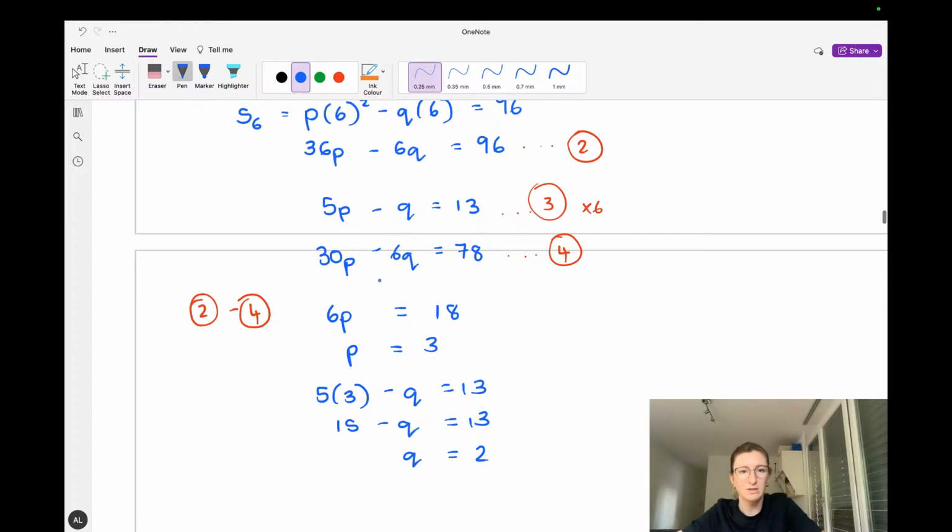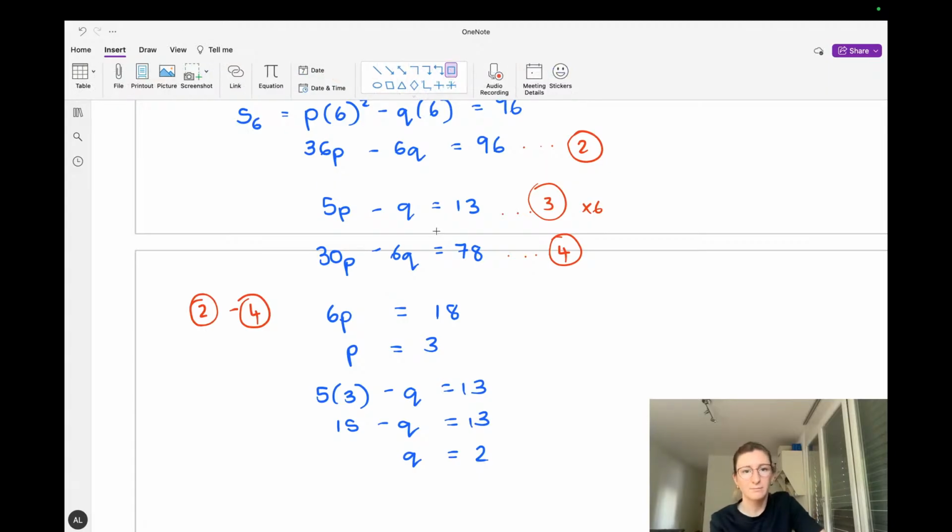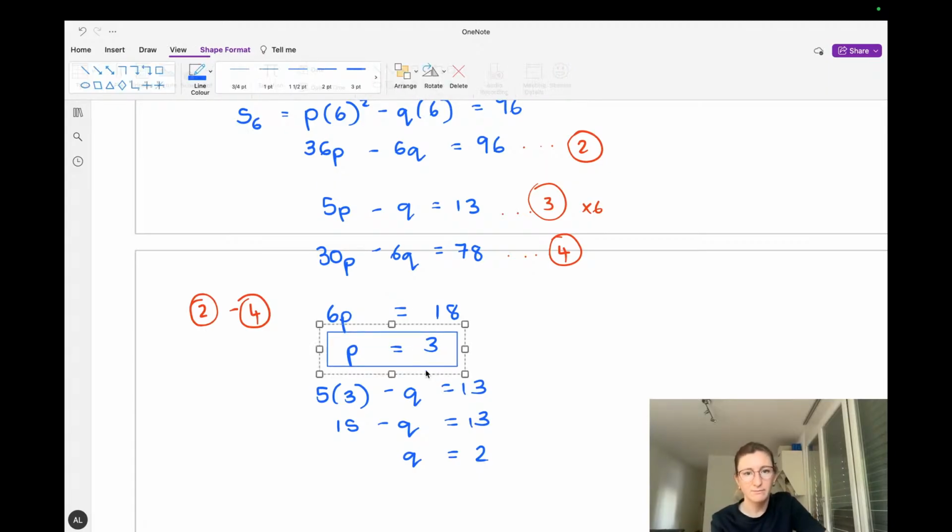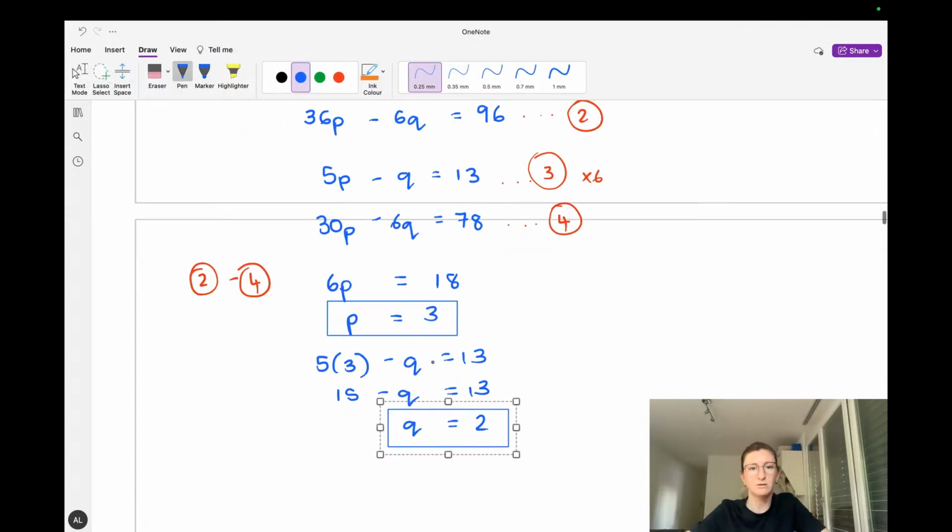All right, and we didn't get any negative numbers. P equals 3. Let me actually do a box around them. P equals 3, and q equals 2. They're both positive, so we're still good.